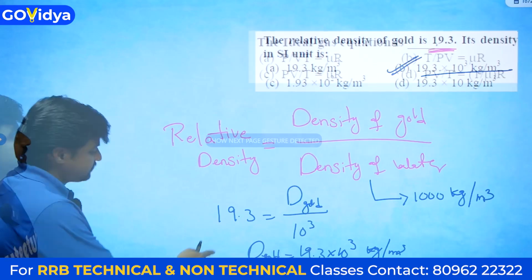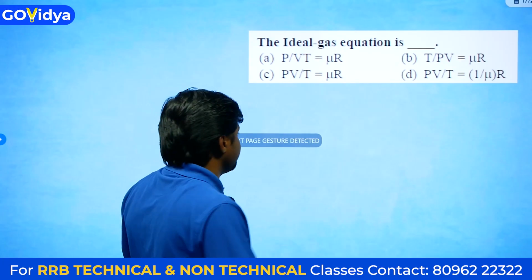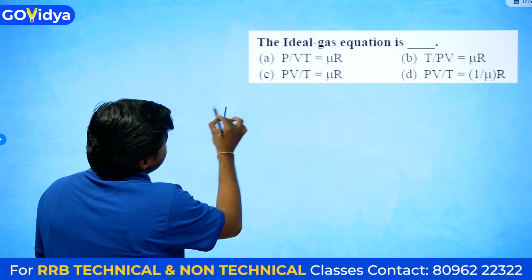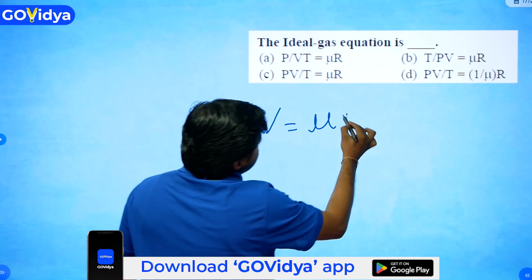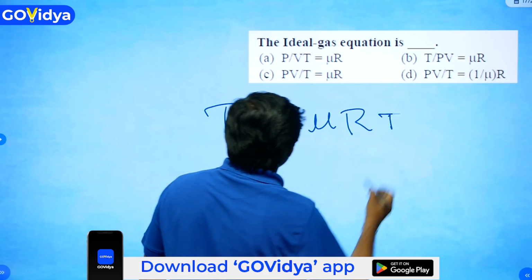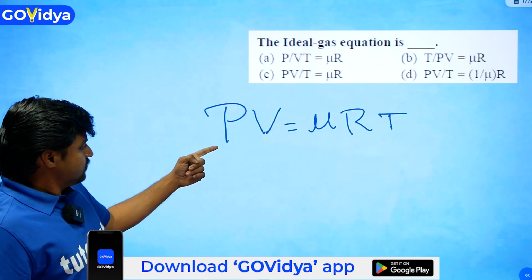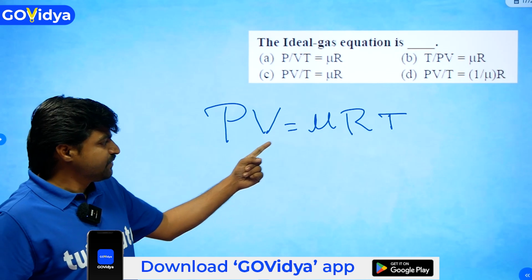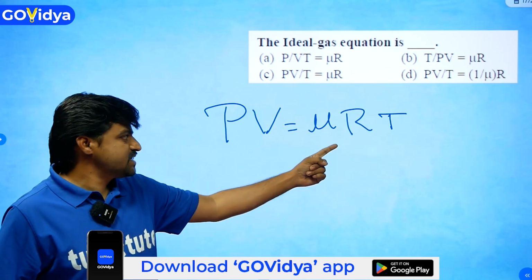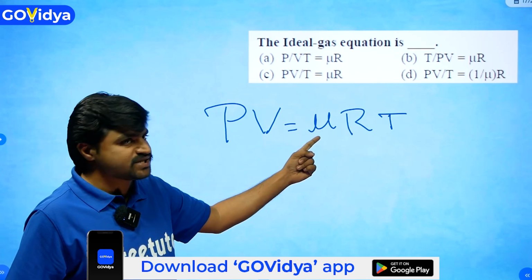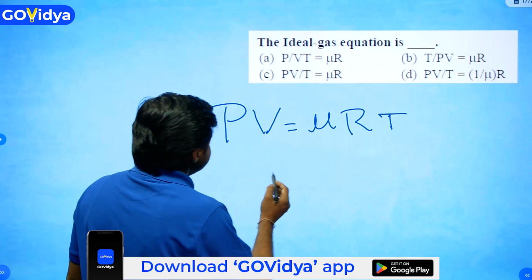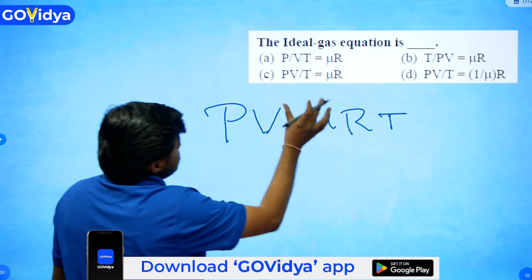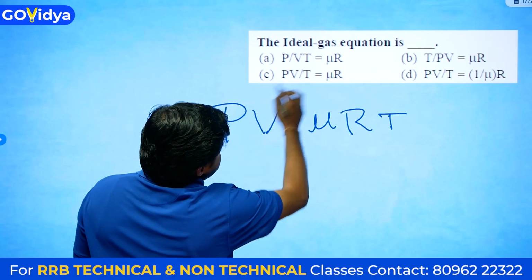Okay, next question. The ideal gas equation. We know that the ideal gas equation is PV equal to mu R T. P is the pressure, V is the volume, T is the temperature, R is the gas constant and mu is the amount of the substance. From the options, option C is the correct answer.